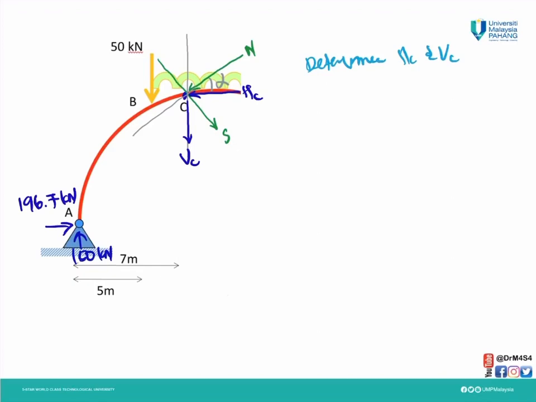From this, we know our HC is 196.7 kilonewton, and for our VC it is 150 minus 50 kilonewton, then minus the UDL, 20 times 20, so that is 40 kilonewton. So our VC is 60 kilonewton. And we know the formula for our N and S.